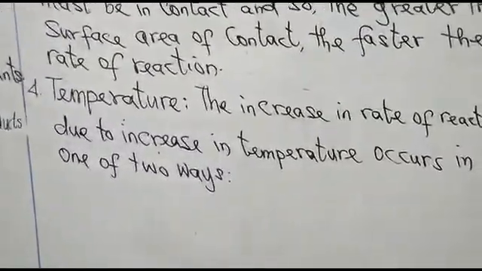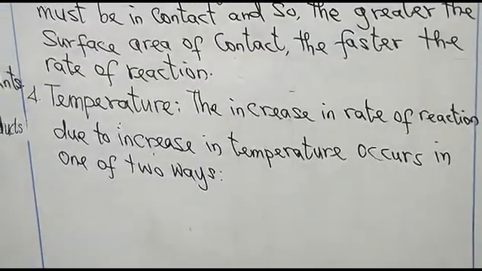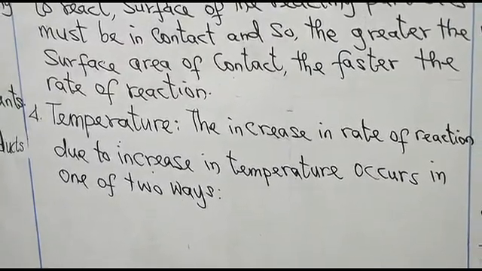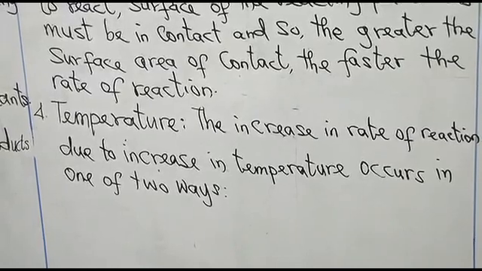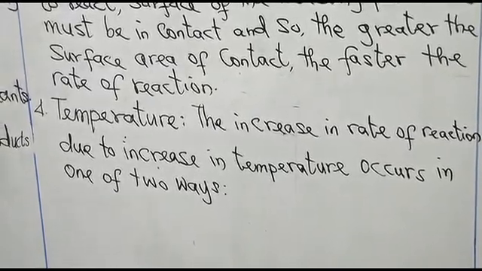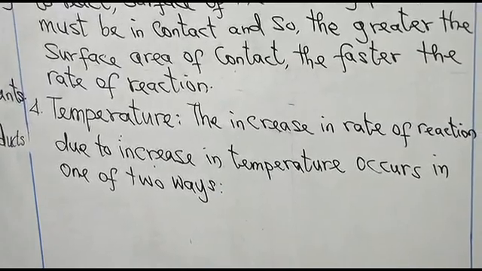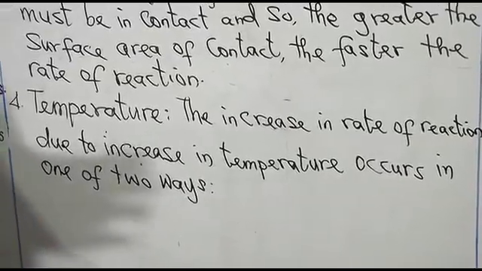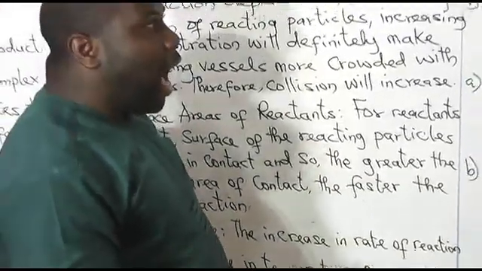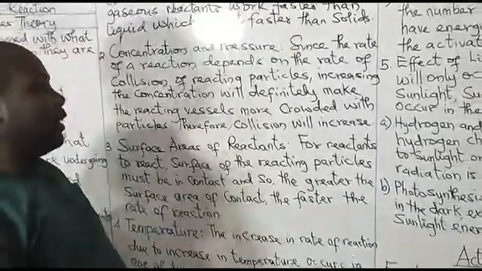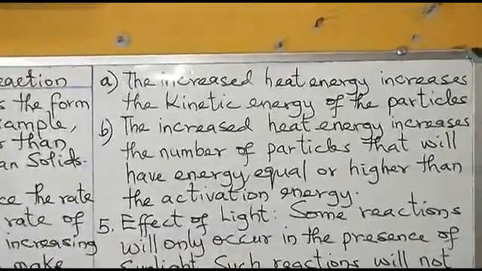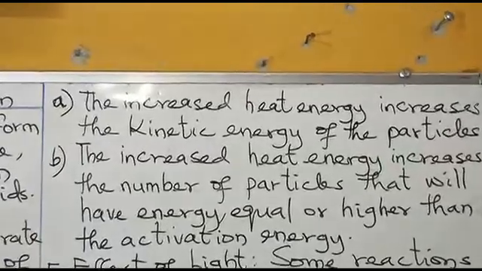Okay, the fourth one is temperature. Generally, for every 10 degree rise in temperature, the rate of reaction tends to be doubled. So, the increase in the rate of reaction due to temperature changes occurs in two ways. The first one is according to the kinetic theory of gases, which says that absolute temperature is directly proportional to the average kinetic energy.